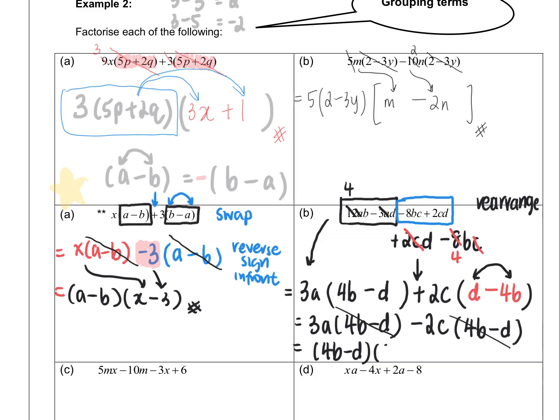Right? And then I'm left with 3A minus 2C. This one is safe. When you rearrange this, it's safe because you won't end up having weird signs or forget to reverse it to minus. When you put the positive first and you take out, you won't have this problem. Then you won't lose marks for nothing.